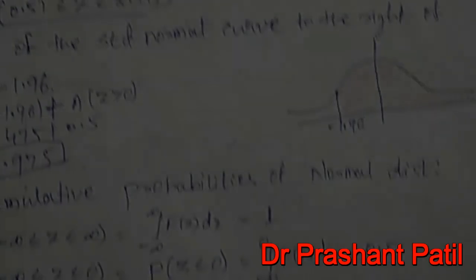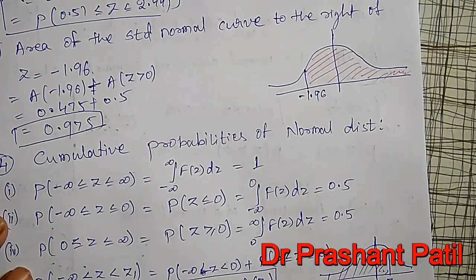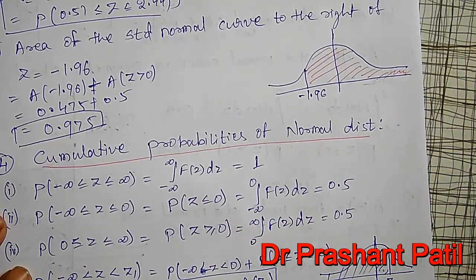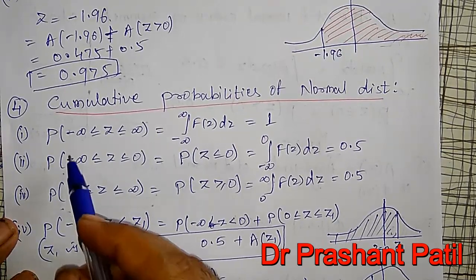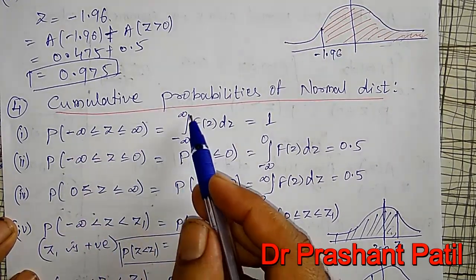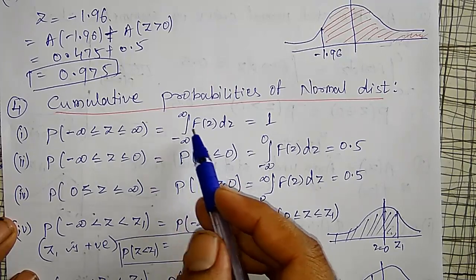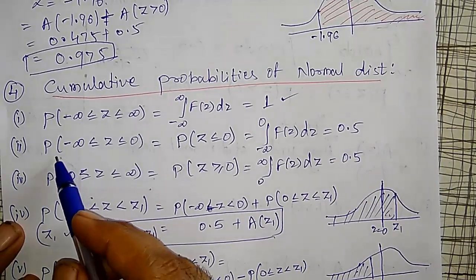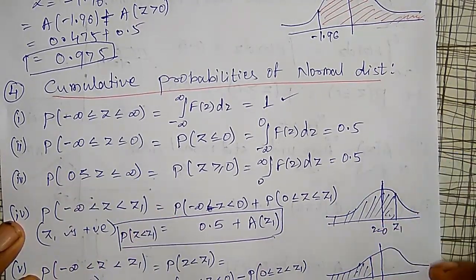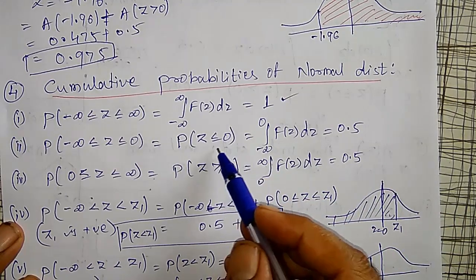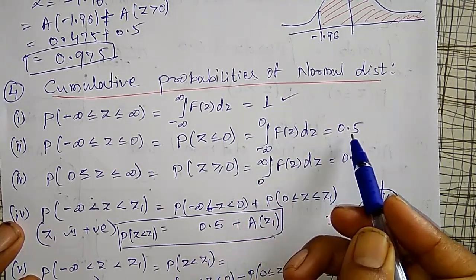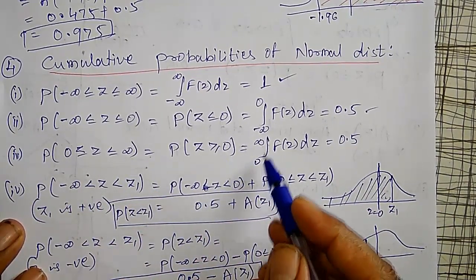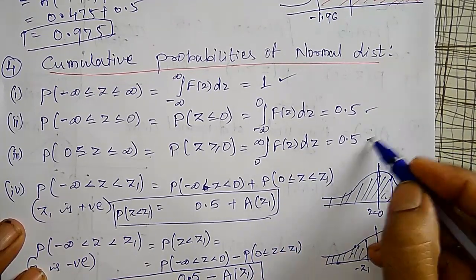Next, how to find the cumulative probabilities of the normal distribution, I will discuss one by one. Here the probability between minus infinity and plus infinity is given by the integration from minus infinity to plus infinity of f of z, the total area equal to 1, we already know this. Next I want to find the probability between minus infinity and 0, that is z less than or equal to 0, and it's symmetric, 0.5, I also know, and from 0 to infinity, that is z greater than or equal to 0, the integration of f of z dz from 0 to plus infinity is also 0.5.